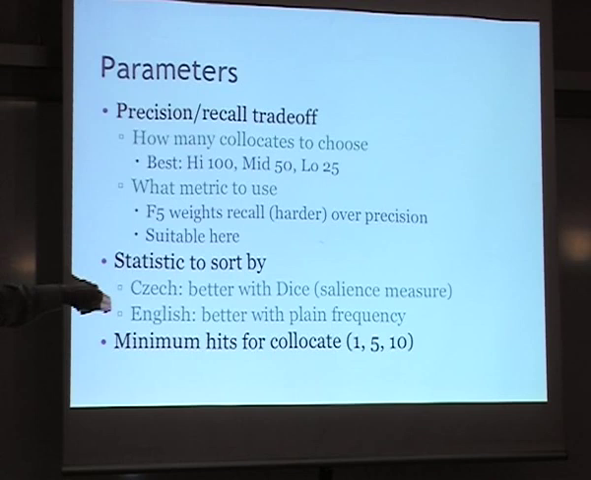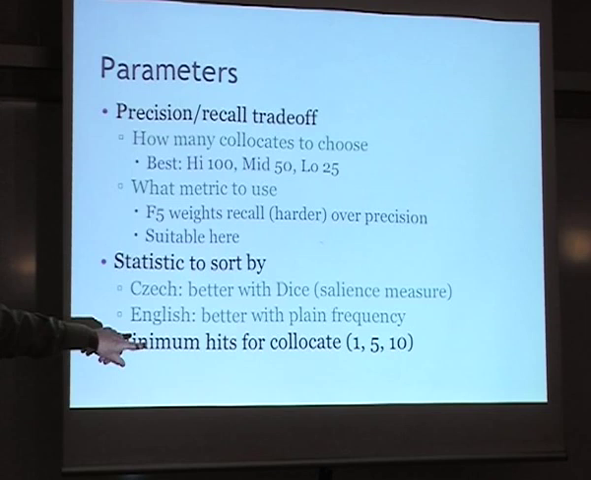Also, it's helpful to have a cutoff. If things only occur once, we probably don't want to consider them as candidates. So we could have that minimum hits cutoff as 1 or 5 or 10.